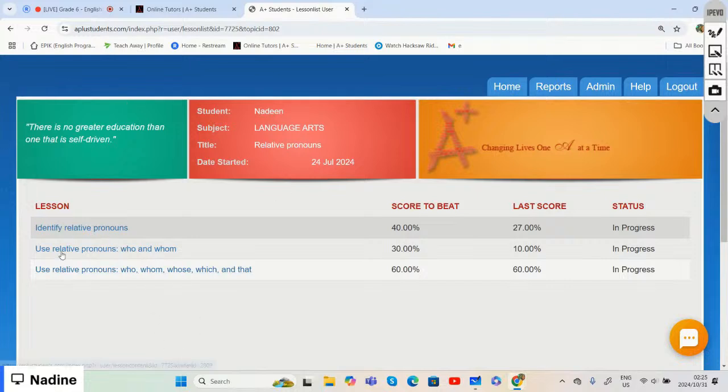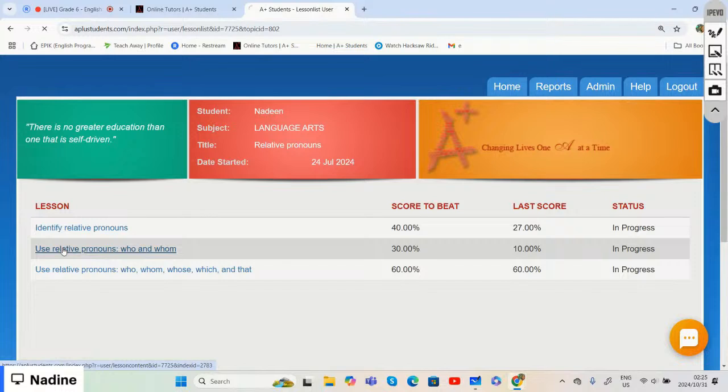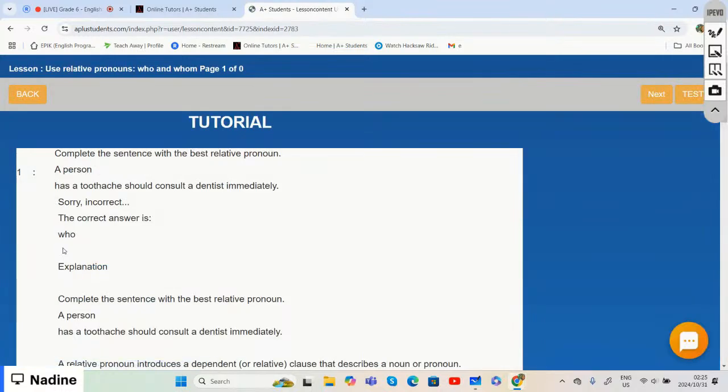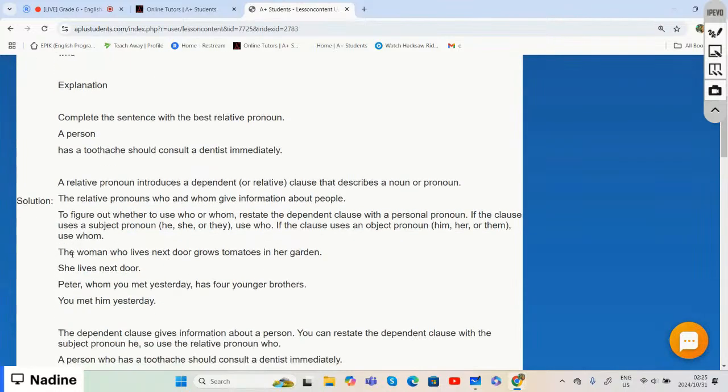All right, so now we're going to use the relative pronouns who and whom. We're not going to use that. A relative pronoun introduces a dependent or relative clause that describes a noun or pronoun. And the relative pronouns who and whom give us information about people. Who are we talking about? Whom are we talking about? They give us information about people.